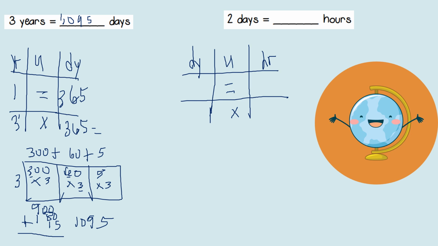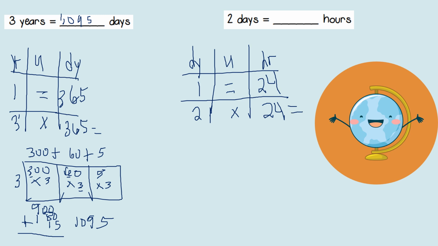What do I already know about days and hours? I know that 1 day equals 24 hours. And my question says, what about days? 2. My question says, what about hours? Nothing. So I use what's in my tic-tac-toe, 24.